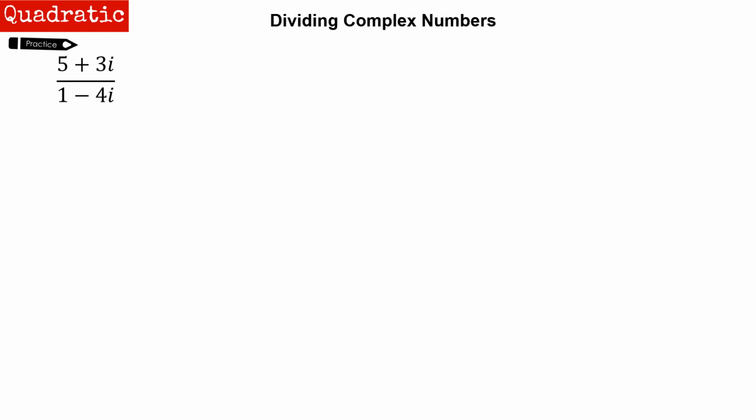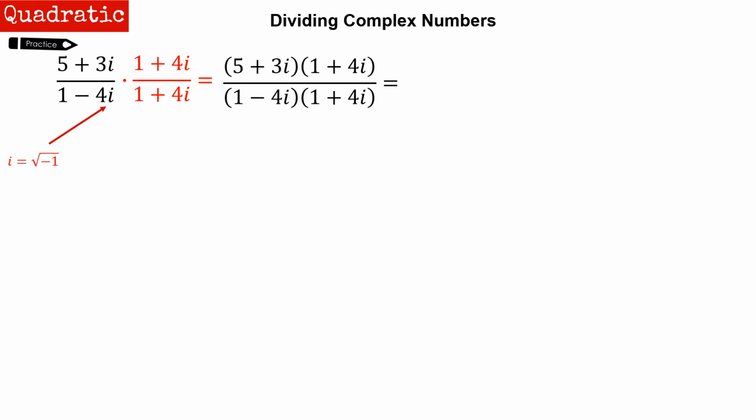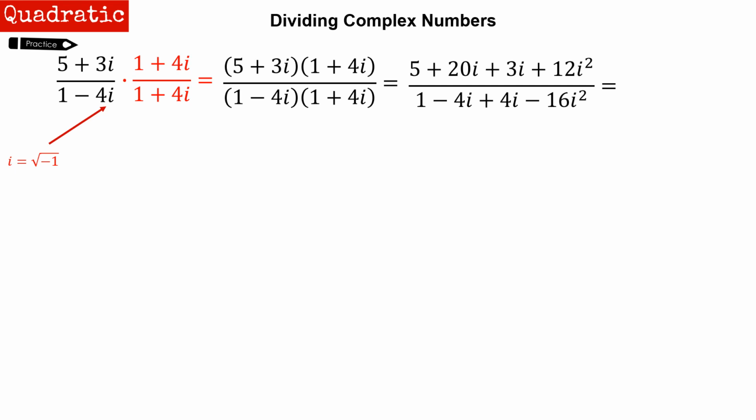Here's one for you to try. You're going to pause the video, simplify, and then press play to check. Hopefully you remember i is the same thing as the square root of negative 1. So we need to multiply by its conjugate, 1 plus 4i. When we rewrite it, we notice we're going to have to FOIL. So the top is going to be 5 plus 20i plus 3i plus 12i squared. And the bottom, or denominator, is going to be 1 minus 4i plus 4i minus 16i squared.